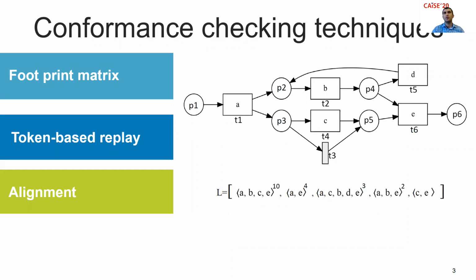In this slide, you can also see an event log with 20 traces. It contains 5 unique trace variants, where the most frequent one has 10 traces. There have been different techniques to compute conformance checking, for example, using footprint and token replay. However, nowadays in both academia and industry, we use the alignment technique for conformance checking.